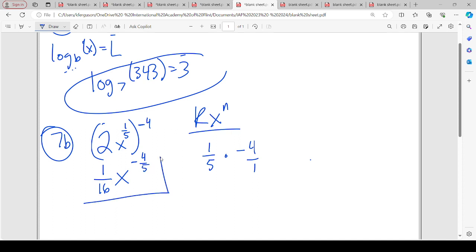Now, I'm leaving it just like this because that's what the question asked me for. It said write it in k times x to the nth power form. That's this. It doesn't matter that the 1 over 16 is a fraction, because that's the constant. That's k. That's okay if that's a fraction. What I don't want as a fraction is the variable, and it's not.